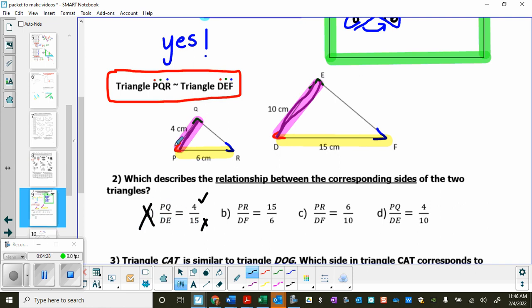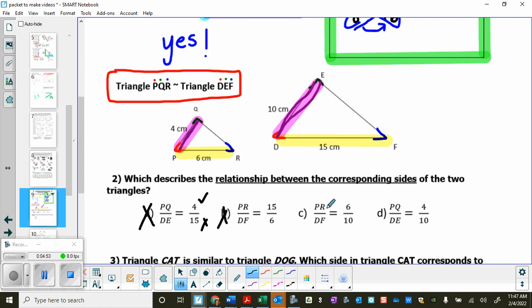PQ to DE, purple to purple, but then again, that should be a 4 to a 10. So we're not going to pick that. All right, for the next one, PR to DF. So PR is yellow and DF is yellow. So it's got yellow to yellow. But see how it flip-flopped them? PR should be a 6 and then DF should be the 15. So this does not correctly show corresponding sides either.